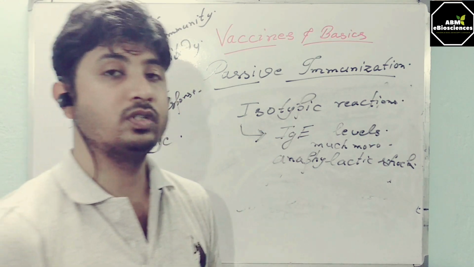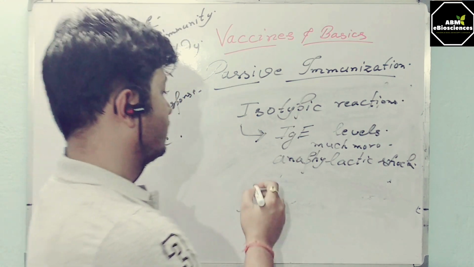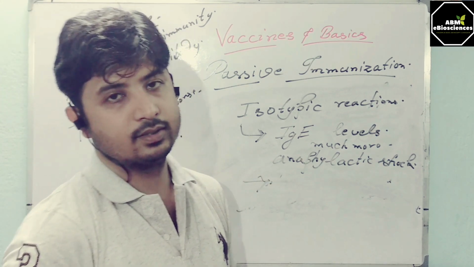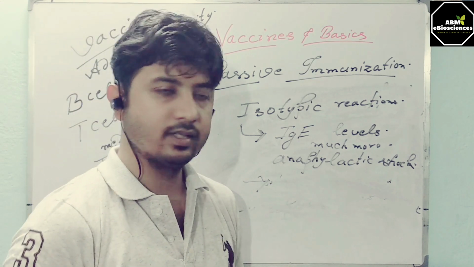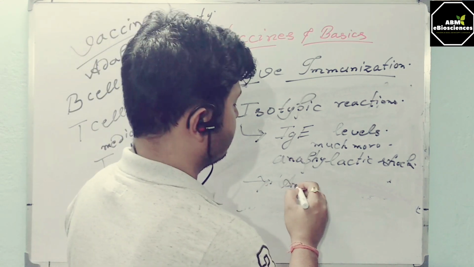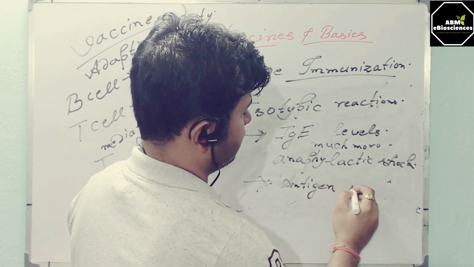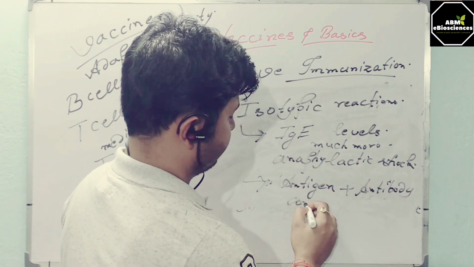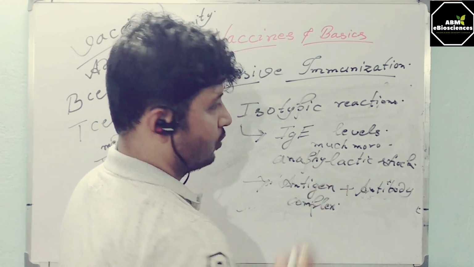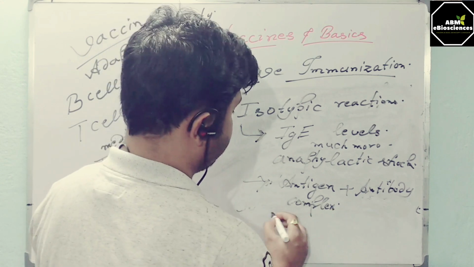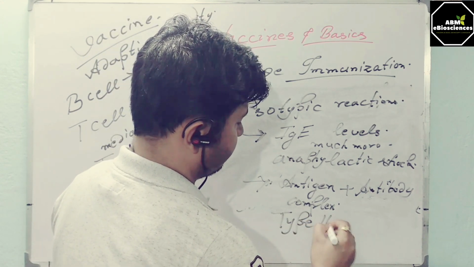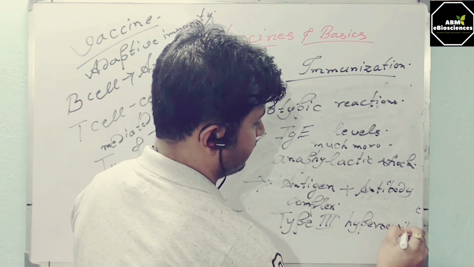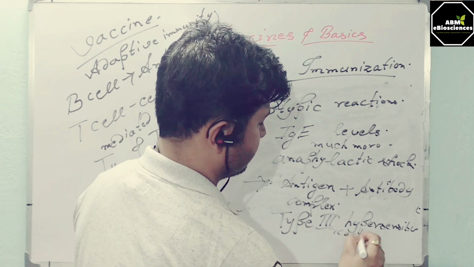This one is a very crucial disadvantage of passive immunization. The next one is the antigen-antibody complexes. Due to the isotypic reactions, there may be formation of antigen-antibody complexes, which will generate what? Type 3 hypersensitive reactions.